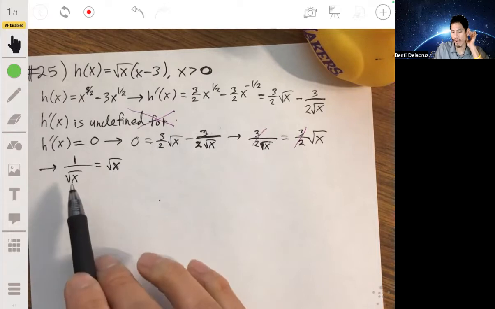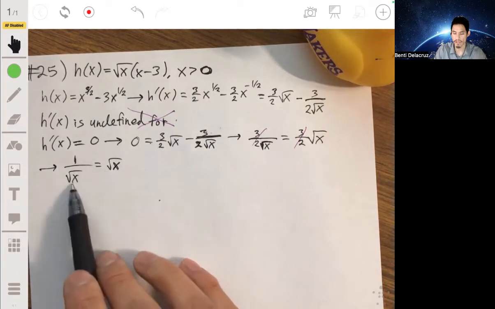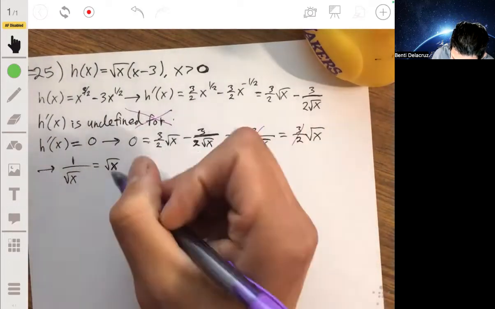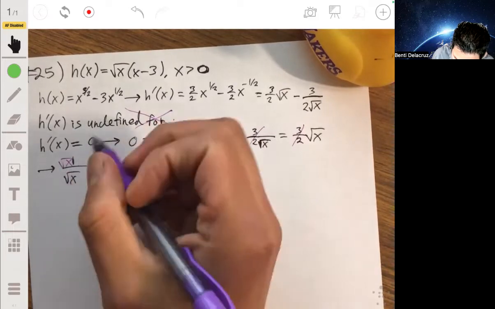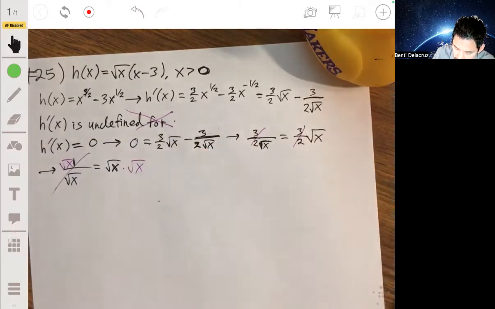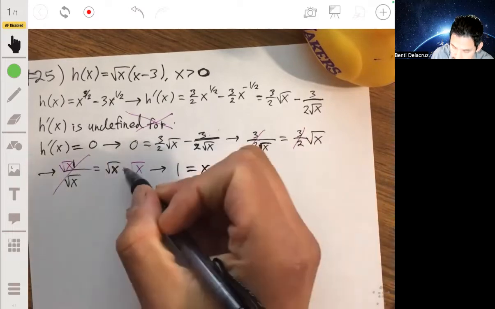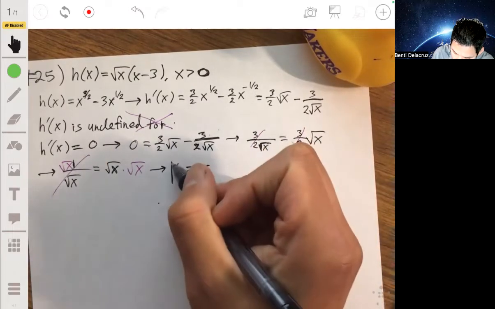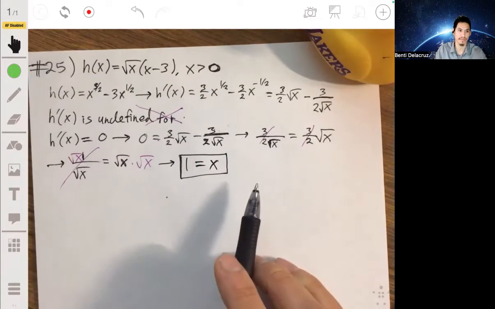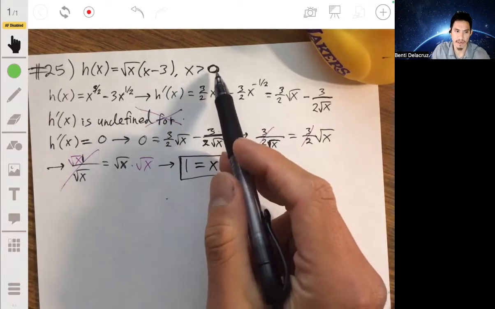So when does this work? So we multiply both sides by the square root of x. So let me just show you. Okay. Multiply both sides by the square root of x. That goes away, or that doesn't go away, but it becomes 1 is equal to just x. Square root of x times the square root of x is just x. So here's our critical value. Critical value is x equals 1. And that falls in the domain because that's greater than 0.